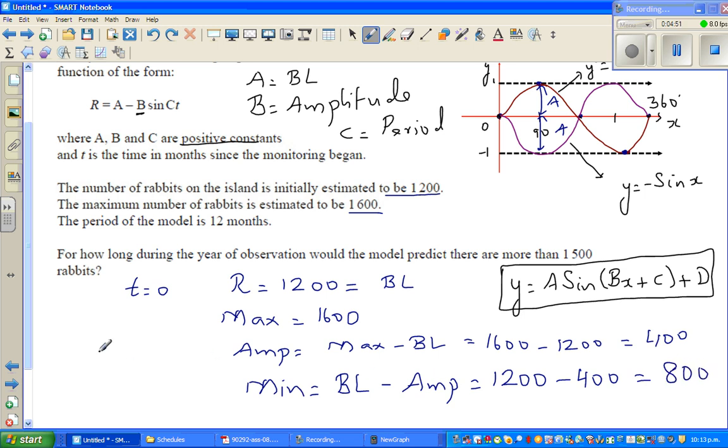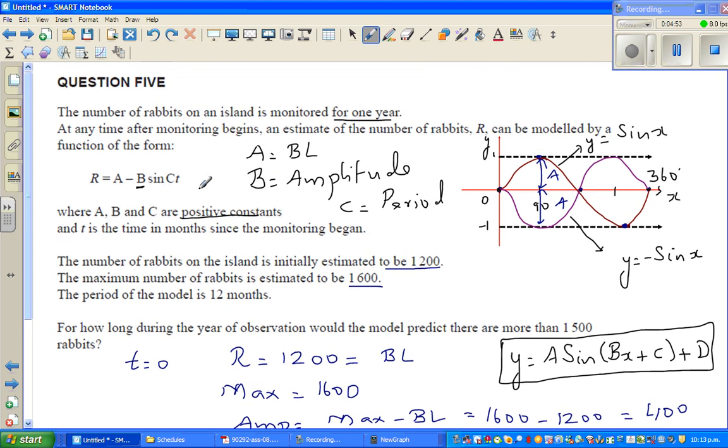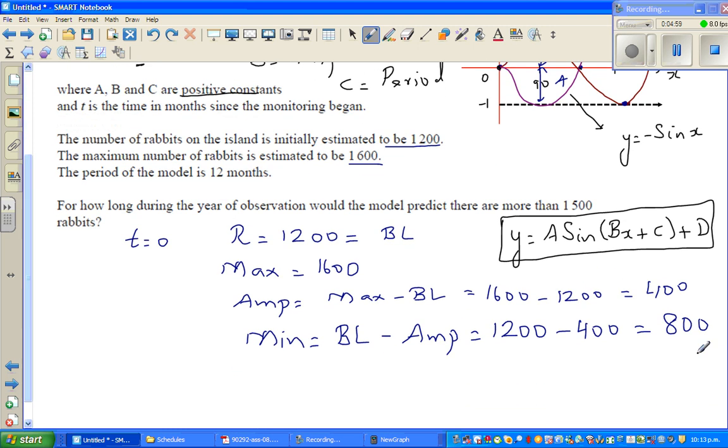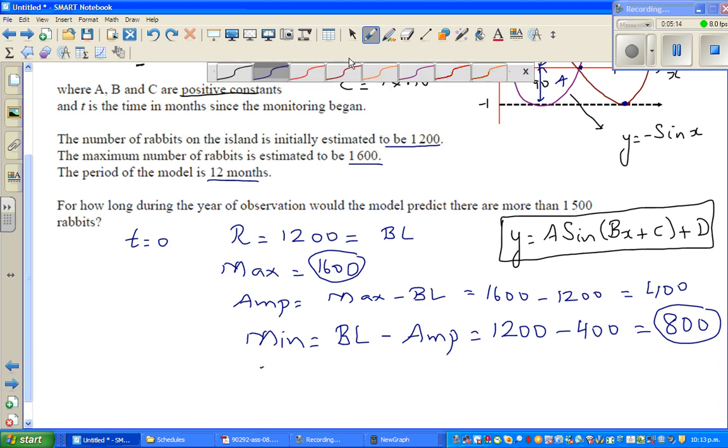So what is this information telling me? That the number of rabbits on the island is oscillating between 800, which is the minimum, and 1600, with the baseline being 1200. Now the last piece of information: the period is 12 months.